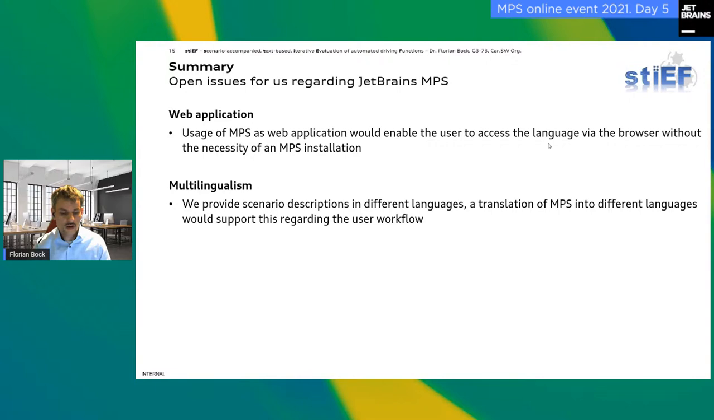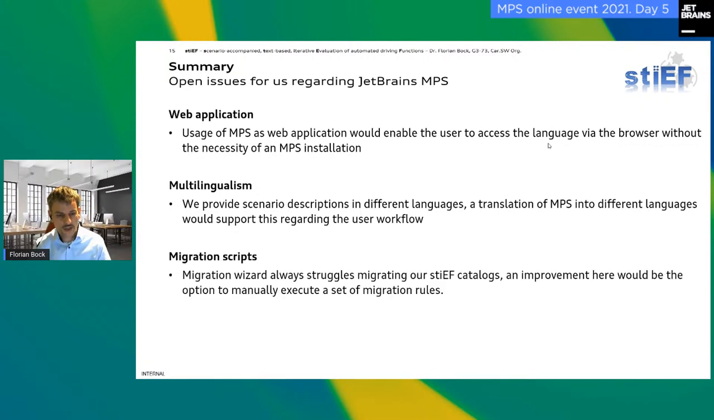Multilingualism. We are able to support scenario descriptions in different languages. I know that at some point in the past on the JetBrains roadmap, there was the translation of MPS itself to different languages. We are still hoping for that. The migration scripts: sometimes we have troubles with them. Every migration script is executed by the migration assistant, and that's leading to some problems. But that's more a technical point.